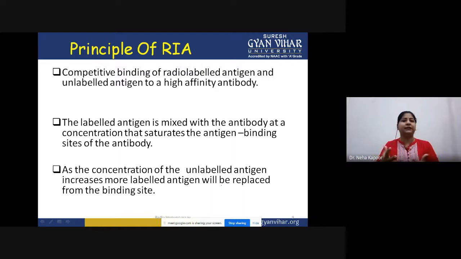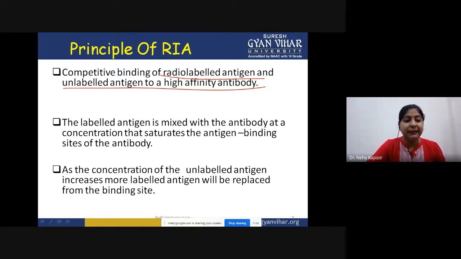However, this RIA method, this complete test procedure or principle, is based upon competitive binding. Competitive binding of what? A radio labeled antigen. Because the name of the technique is radioimmunoassay, we label the antigen with a radioactive molecule. On one side there would be a radio labeled antigen, on the other side an unlabeled antigen, and both of these antigens would be competing for the high affinity antibody. So there would be a competitive binding of radio labeled antigen and unlabeled antigen with the high affinity antibody.